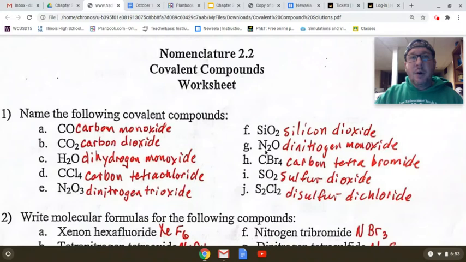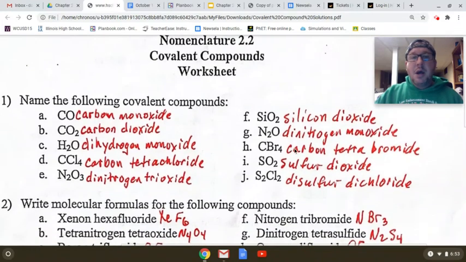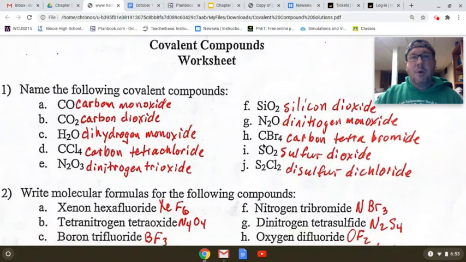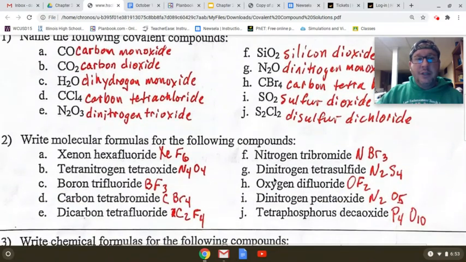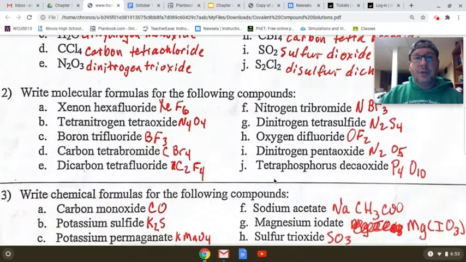G, N2O, that's dinitrogen monoxide. H, CBr4, that is carbon tetrabromide. I, SO2, sulfur dioxide. J, S2Cl2, that is disulfur dichloride. So hopefully the first section went without a hitch here. All right, let's move on to number 2 here.